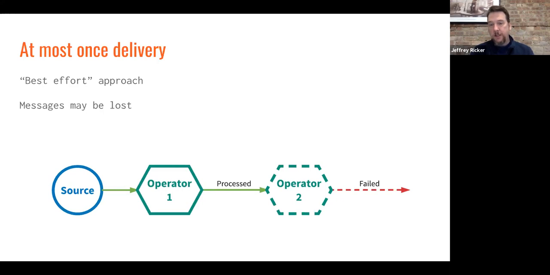And in some scenarios, this may be relevant. For instance, if you're dealing with a basic sensor, it may make sense to use at most once delivery from the sensor, because if you miss a couple of readings over a second, it's not going to impact things dramatically. This is the easiest delivery system to implement.